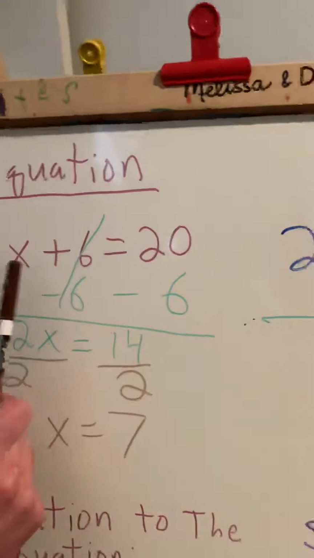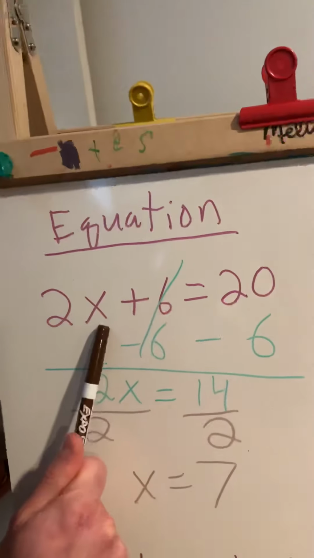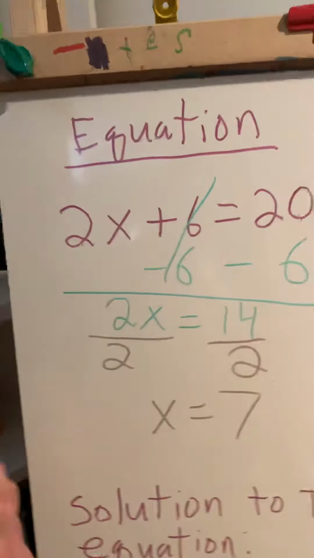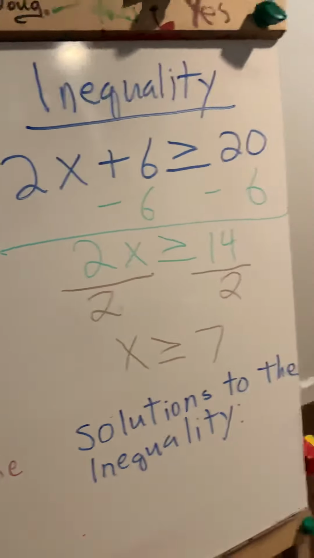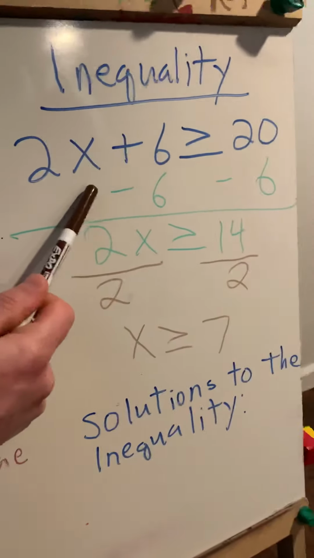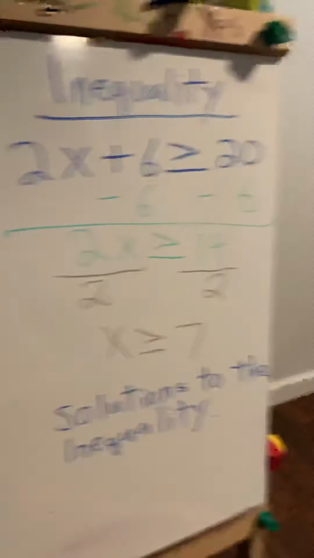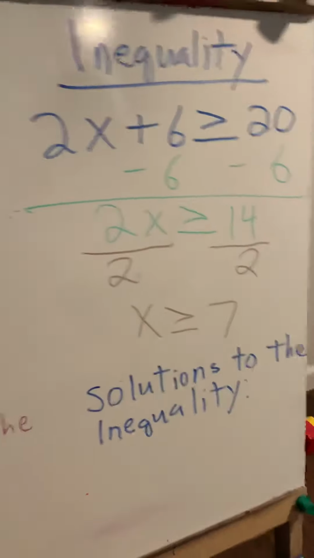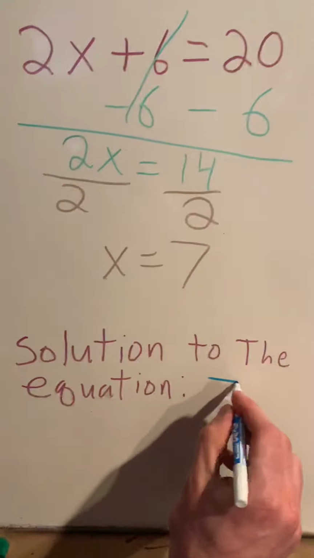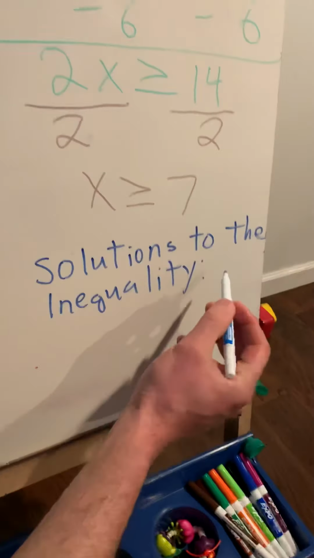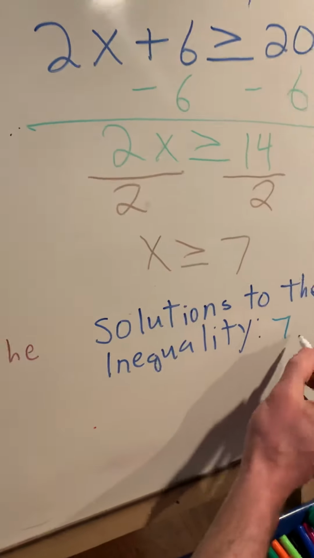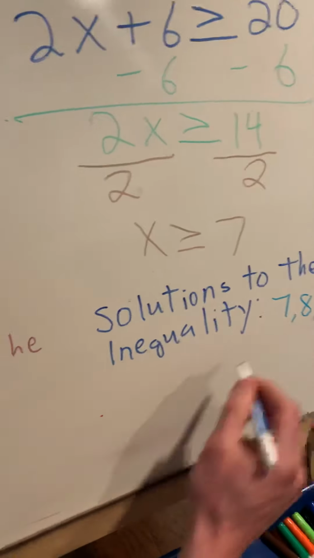So here's the difference. For this equation to be true, the x has to equal 7. That's the only number it can be. But for this inequality to be true, x either has to be 7 or any number greater than 7. So our solution of this equation is 7. My solution of this inequality is 7 or any number higher than 7.